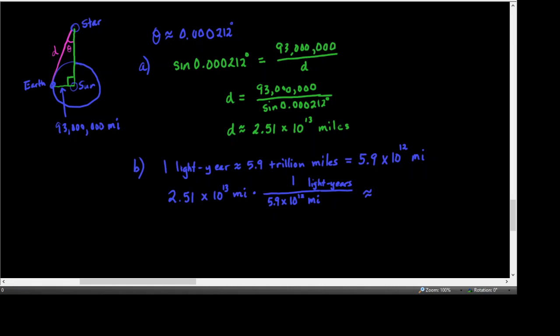And when you're done, round to two significant digits. You should have gotten 4.3 light years. If that's not what you got, please talk to me, and we need to talk about how to type this in your calculator correctly. If you can't get that, well, I'll just give it away really fast.